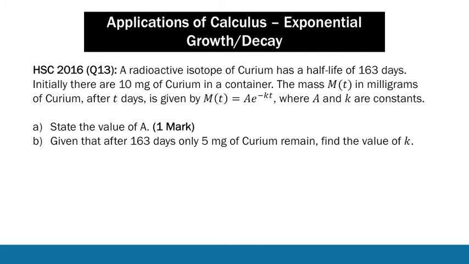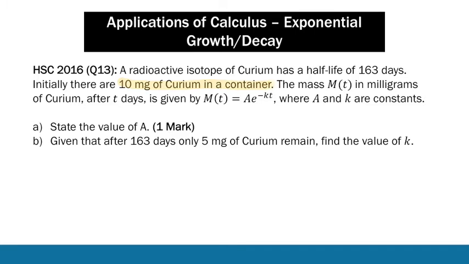Okay, so we're going to start with a really typical question from last year's HSC. We're given the info that a radioactive isotope of curium has a half-life of 163 days. Initially, there are 10 milligrams of curium in a container, and we're given that the mass in milligrams is given by an exponential decay formula where A and K are unknown constants. And this question setup is that typical question setup I was talking to you about. It's almost always find the value of K, find the value of A, and then sometimes do something else with it. The first thing we should do in this question is notice the key parts.